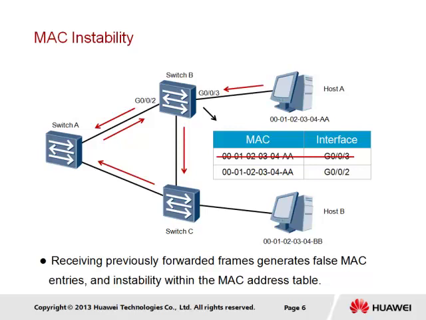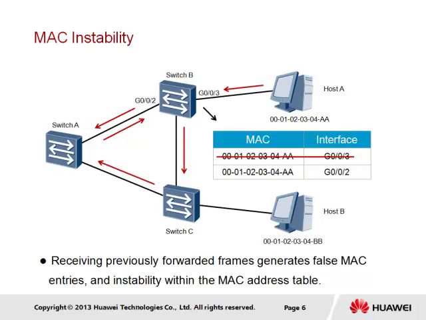Switch C will also flood a copy of this frame to switch A and host B. However, for simplicity, we demonstrate the flow only to switch A here. Switch A will flood the frame to switch B, that will again record the MAC entry, but this time originating from interface gigabit Ethernet 0/0/2.